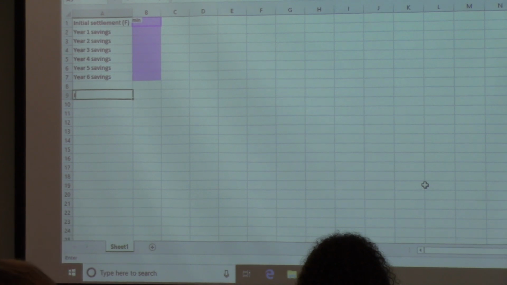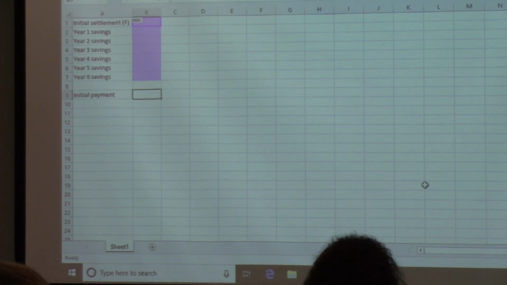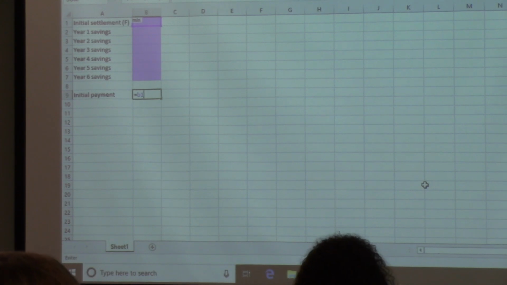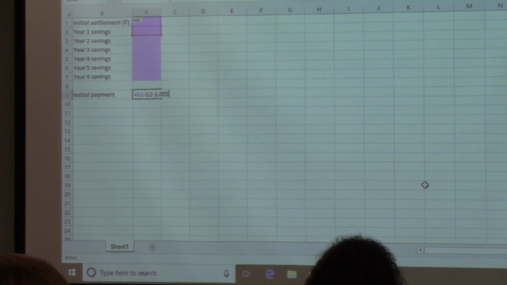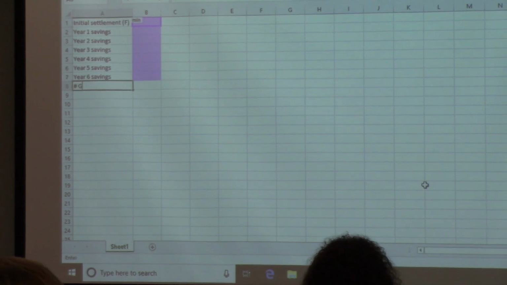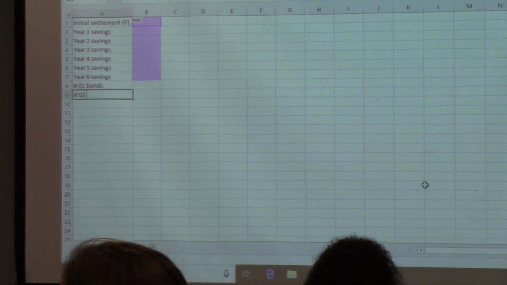So our initial payment, let's put this in here, right here. It equals B1, our initial settlement, minus B2, our savings at the end of the year, minus 1.0, well, yeah, 1.0, 5G1, which is, oh, it's a problem, isn't it? These aren't our only variables, are they? Got the G. Remember, G1 bonds, number G2 bonds, okay?